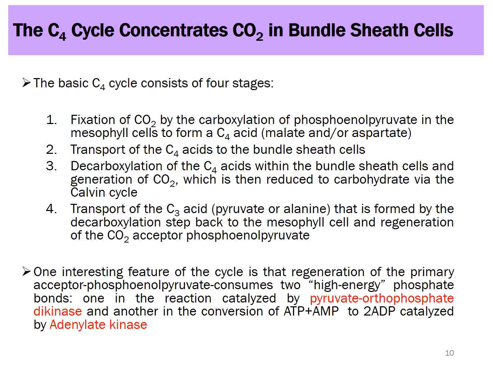One interesting feature of the cycle is that regeneration of the primary acceptor phosphoenol pyruvate consumes two high energy phosphate bonds, one in the reaction catalyzed by the pyruvate orthophosphate dikinase and another in the conversion of ATP and AMP to ADP catalyzed by the adenylate kinase. So two extra ATP are required to operate the C4 cycle along with the C3 pathway in C4 plants.